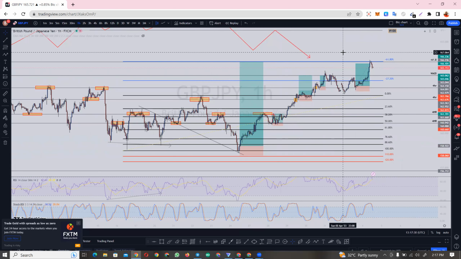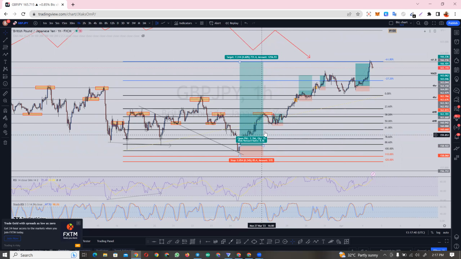So if you had entered this trade with one lot size, one standard lot size, you would have come out with 7,000 US dollars. If you entered with 10 lot size, you are coming out with 70,000, right? 70,000 US dollars, which is a lot of money. So it's a beautiful trade.